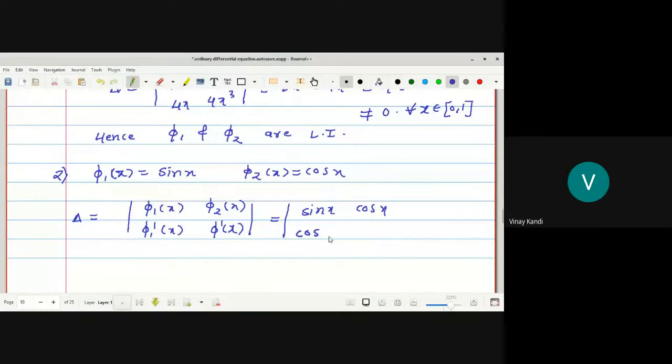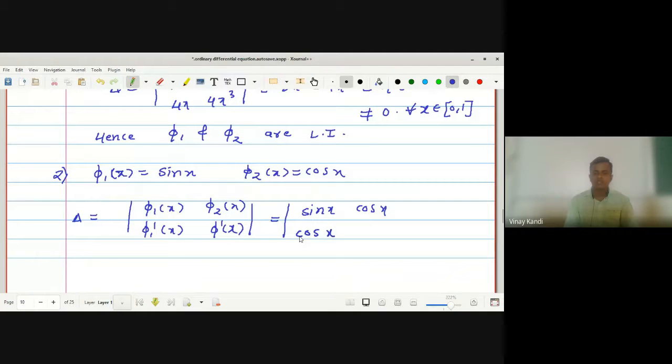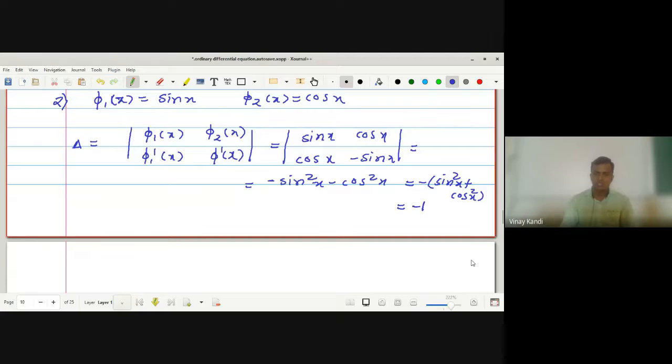Okay, which implies that the determinant of sin x, cos x... what we get then is equal to minus sin square x minus cos square x, which is equal to minus bracket sin square x plus cos square x, which is equal to minus 1 for any x. Whatever domain you take for x, there is no dependence on x here. The determinant delta is -1, which is not equal to 0.